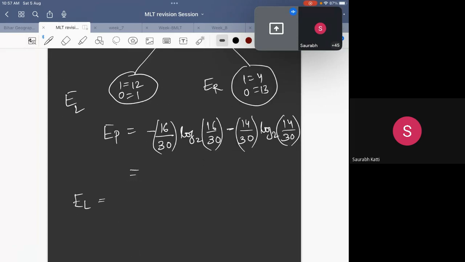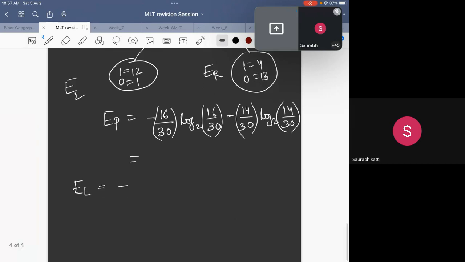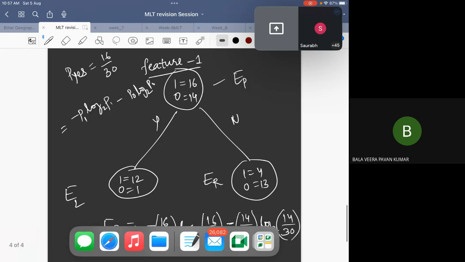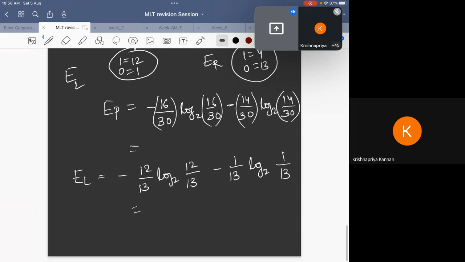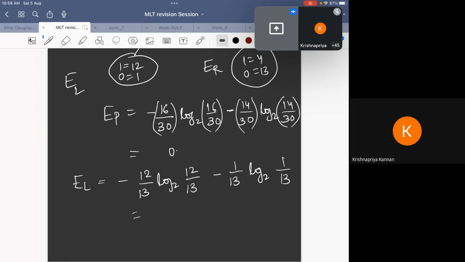EL also. So can somebody tell me the exact value you will be getting here? Minus 12 by 13 log base 2 of 12 by 13, and then minus the same thing, 1 by 13 log base 2 of 1 by 13. Okay, so you'll get some value here. I have the value, so I can directly write it down: 0.99, and this is 0.39.